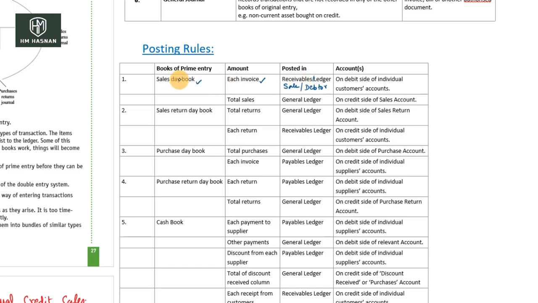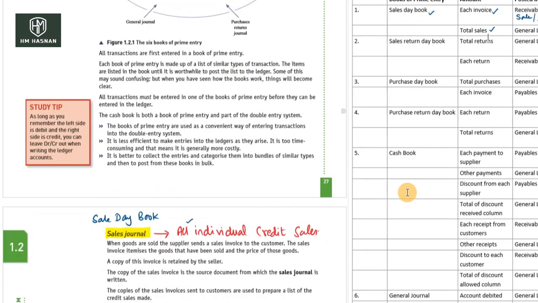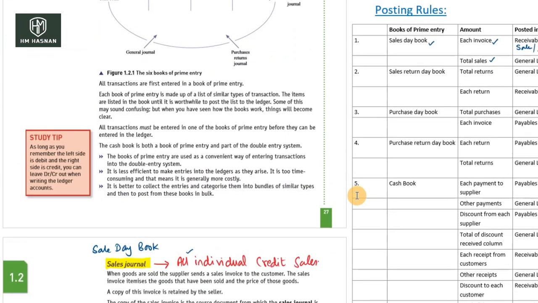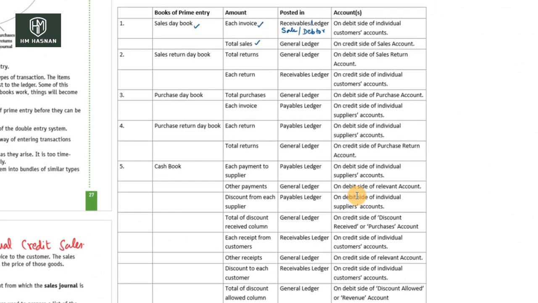And in the sales day book, where do we record the total sales, in the sales ledger or the general ledger? We will record total sales in the general ledger. Get it? Individual sales will be recorded in the sales ledger, and the total sales recorded in the general ledger. Got it? Yes, sir. Okay. These criteria will remain the same.